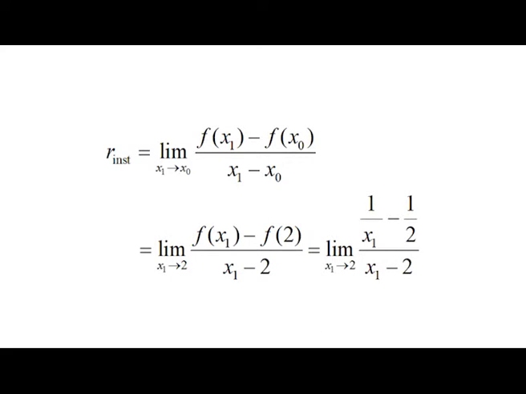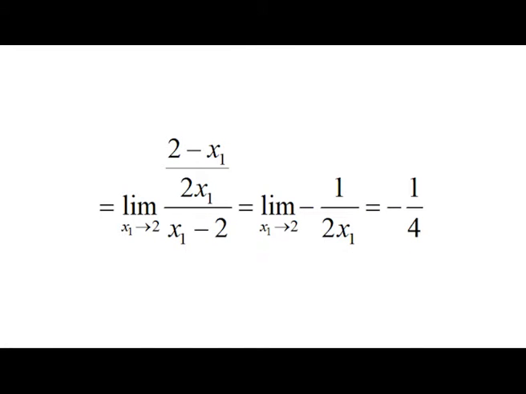Secondly, for the curve y = 1/x, we find the instantaneous rate of change of y with respect to x when x = 2, with f(x) = 1/x and x0 = 2. R instantaneous = the limit of (f(x1) - f(x0)) / (x1 - x0) as x1 approaches x0, which is equal to the limit of (f(x1) - f(2)) / (x1 - 2) as x1 approaches 2, which is equal to the limit of (1/x1 - 1/2) / (x1 - 2) as x1 approaches 2, which is equal to the limit of ((2 - x1) / (2x1)) / (x1 - 2) as x1 approaches 2, which is equal to the limit of -1/(2x1) as x1 approaches 2, which is equal to -1/4.